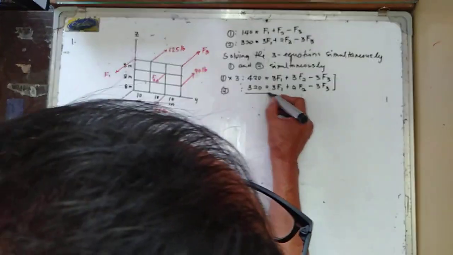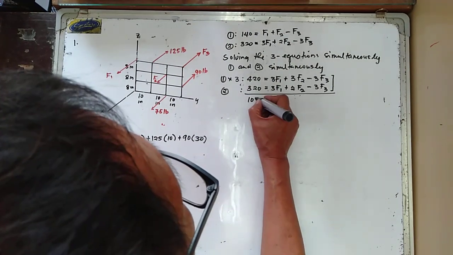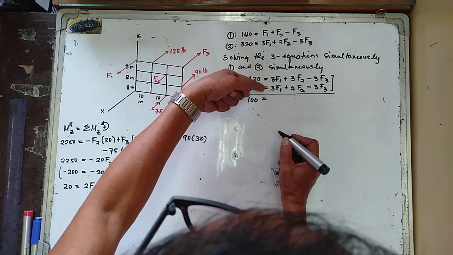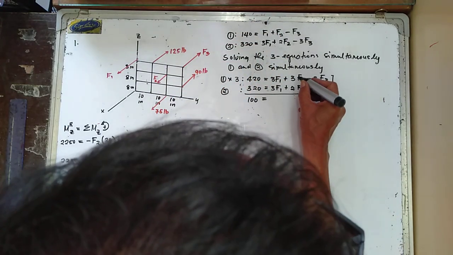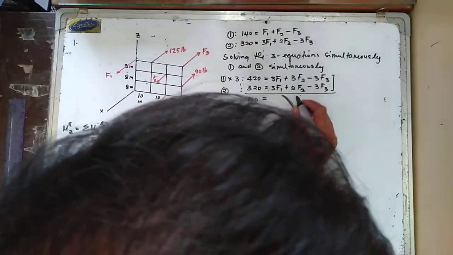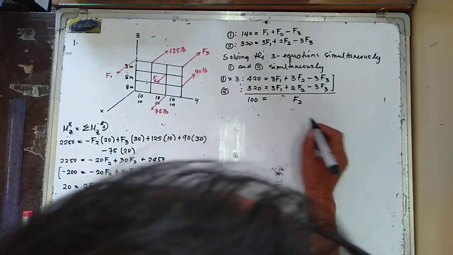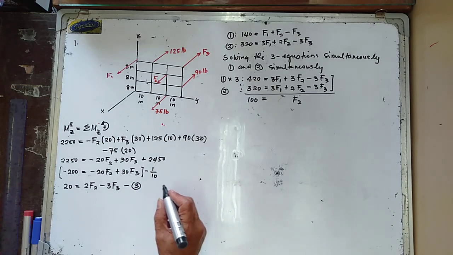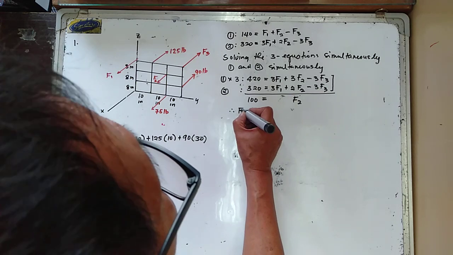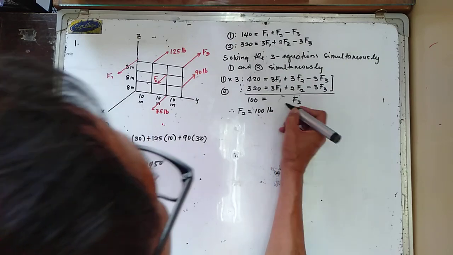If you subtract these two equations in here, we have 100 is equal to 3F1 minus 3F1, which is 0. We now have 3 minus 2, which is F2. So this is now your F2. And minus 3 minus minus 3 is equal to 0. Therefore, your F2 is equal to 100 pounds.